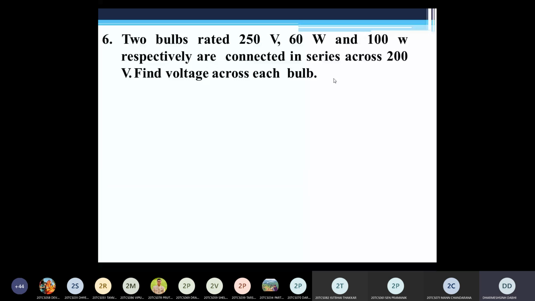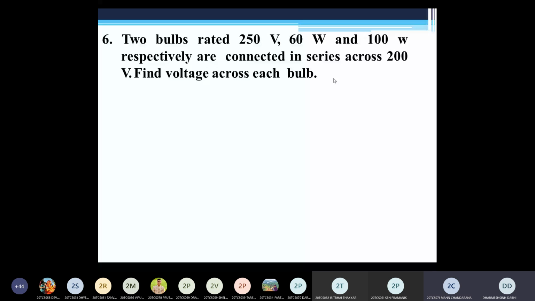What is the first step? To find the resistance. Calculate resistance. Yes, very good. Find out the resistance of both the bulbs, R1 and R2. What is the value of R1? 1041.6 and 625. Yes, R1 is 1041.66 ohm and R2 is 625 ohm. Very good.